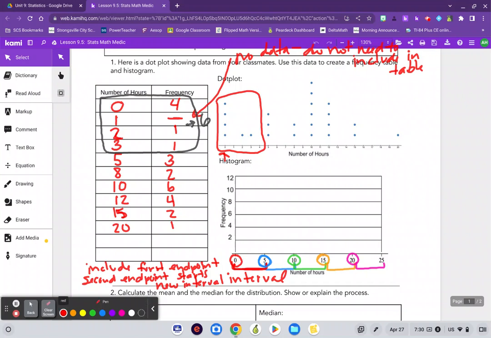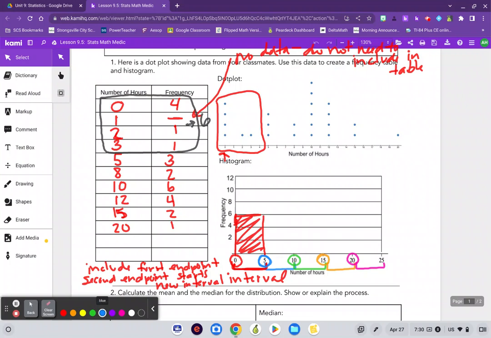And so that means from 0 to 5, I'm going to draw a vertical line up to the 6. At 5, I'm going to draw the vertical line up to the 6. And then I'm going to color that in. I like the colors because it helps me see where the data is coming from.